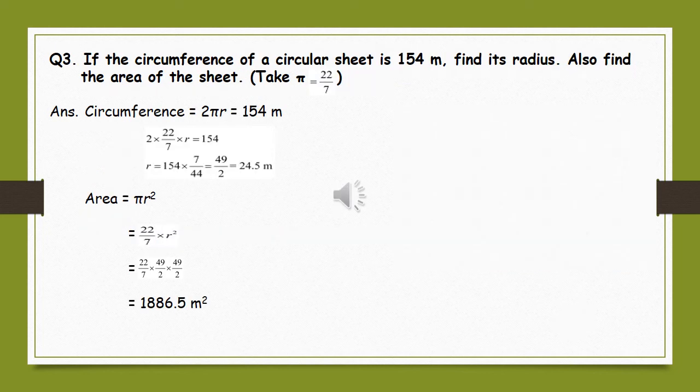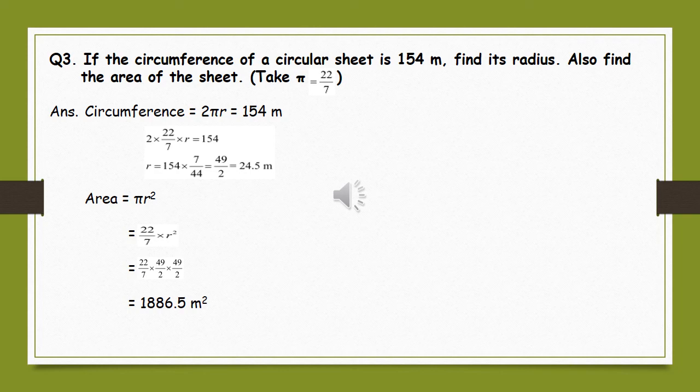Sum number 3. If the circumference of a circular sheet is 154 meter, find its radius. This is the first part of the sum. Second part, also find the area of the sheet. The value of pi has to be taken as 22 by 7.